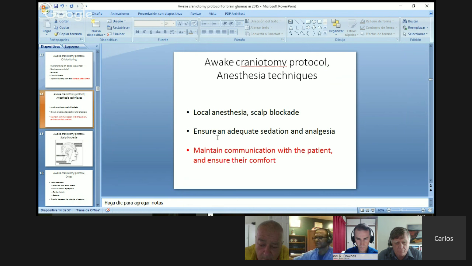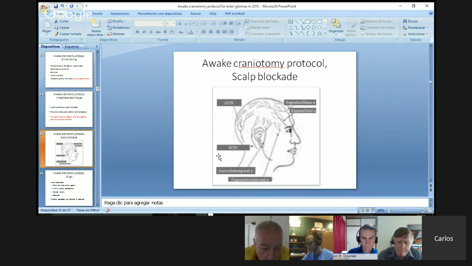What kind of anesthesia is good for them? Local anesthesia and scalp blockade, ensuring adequate sedation and analgesia. But it's important to think that we need to maintain communication with the patient and ensure their comfort.